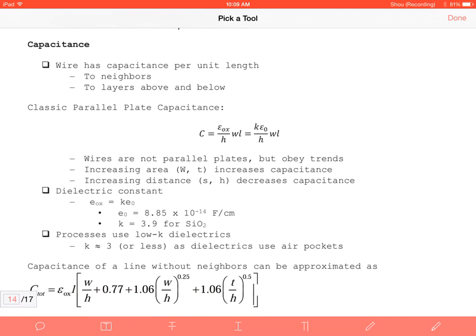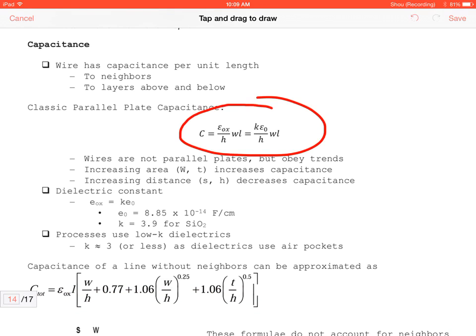So we know our classic parallel plate capacitance, we have the dielectric constant for oxide, and then we have the width and the length, right? And if increasing area increases capacitance, right? You've answered that correctly on the exam. Increasing distance decreases capacitance, and we know our dielectric constant for air is 8.85 times 10 to the negative 14 farads per centimeter, and for our silicon dioxide, it's 3.9, so that's the multiplying factor.